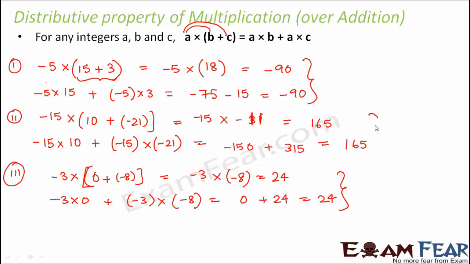So in each of these cases, we see that the result that we get by calculating a into b plus c and a into b plus a into c is the same. Therefore, we can say that for any three integers a, b and c, a into b plus c is equal to a into b plus a into c. Now how these properties will help us, they will make our calculation easier. We will see that as well.